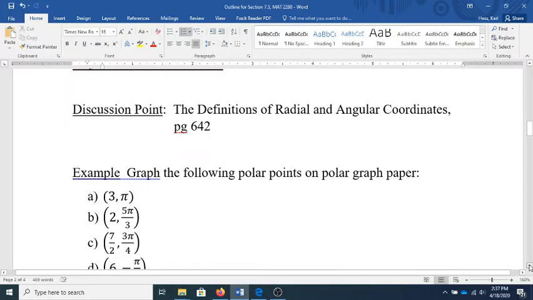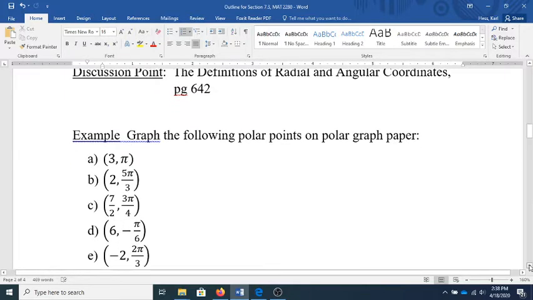What I'd like to do now is practice using these coordinates with some polar graph paper. I've got some points here I want to plot. What have I got here? I've got 3 comma pi. Let's go ahead and graph that.